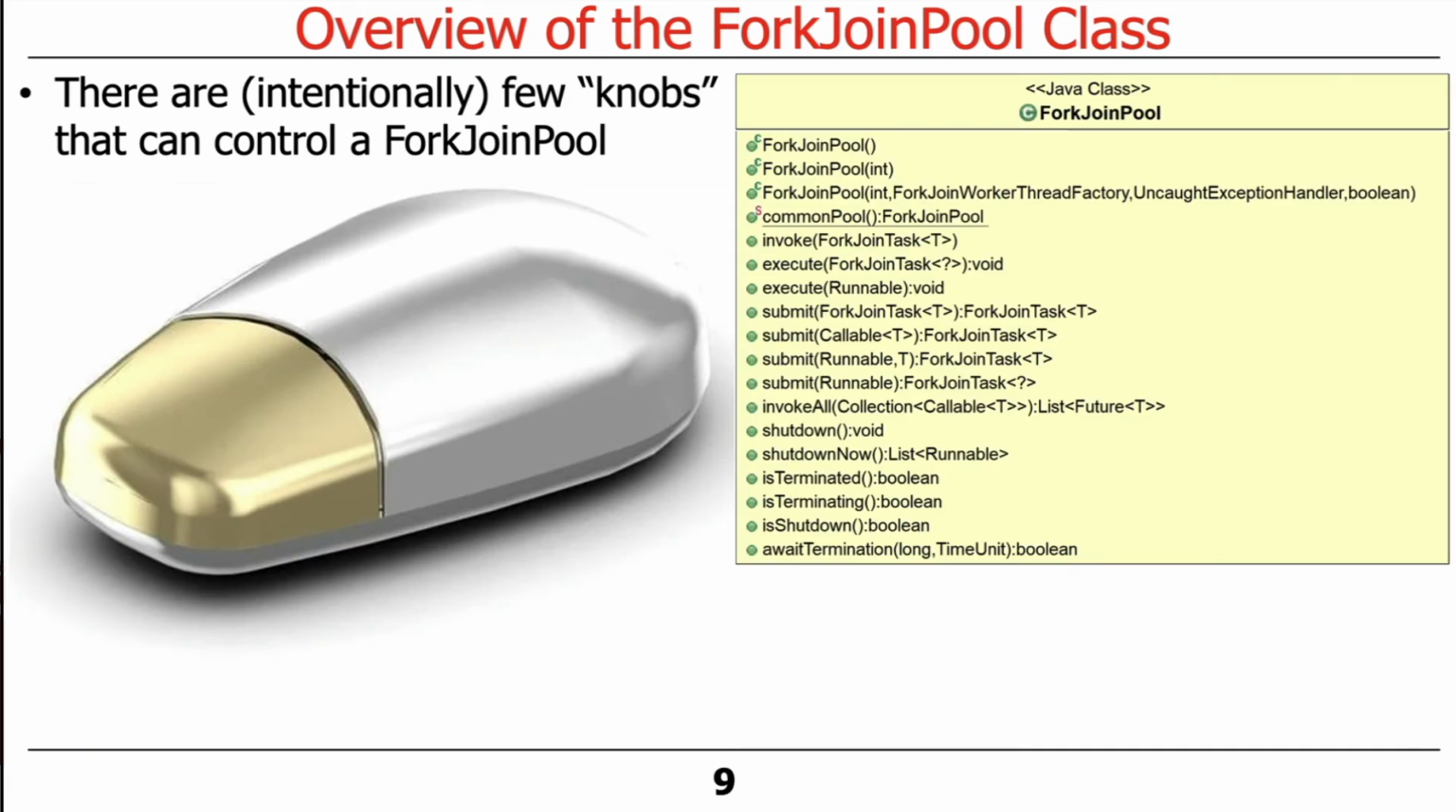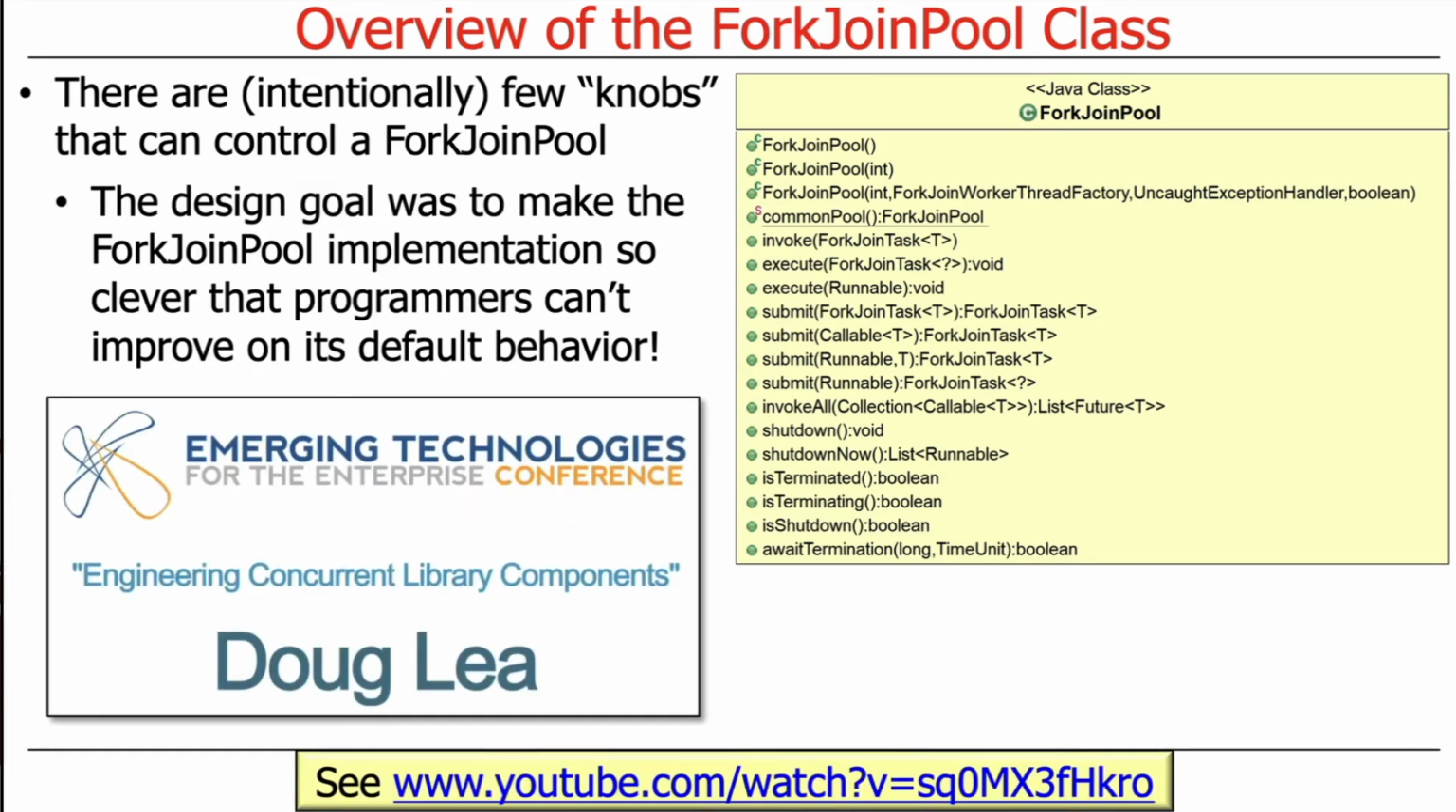Now, here's an interesting little bit of trivia. There are intentionally very few knobs that can be used by application programmers to control the behavior of a ForkJoinPool. As you can see here, there's really not a lot of things you can do to a ForkJoinPool. You can basically submit and invoke all and shut things down, and you can execute stuff. But basically, it's just a handful of methods. This is intentional. The idea was by the designer, and if you want to watch this video, Doug Lea explains why they did it this way.